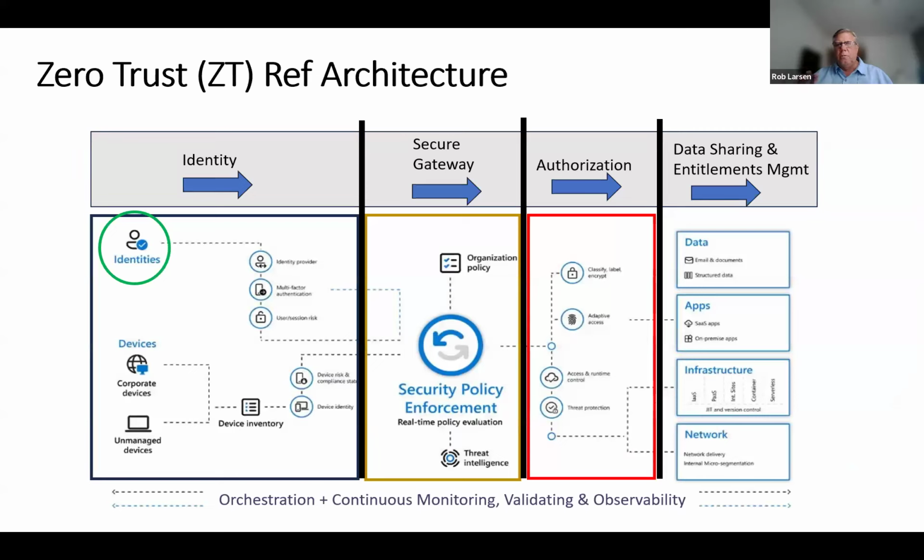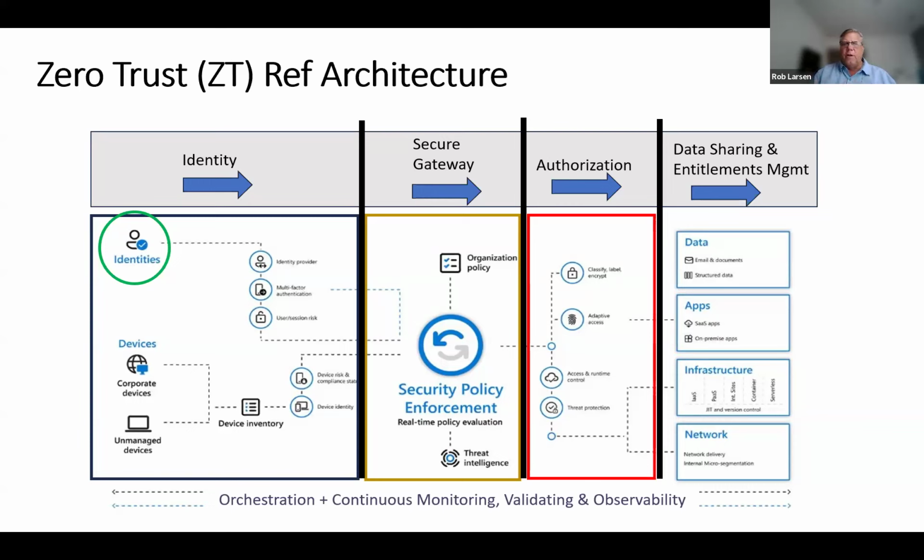Look, I put this little simple picture here, but you can see on the far left side of this architecture is identity. The first thing that has to be understood is, who is this person coming in? What do they have access to? What data do they have access to? The authorization strategy that app utilizes, and then the effective data sharing and entitlements management strategy. And it's that continuous flow.